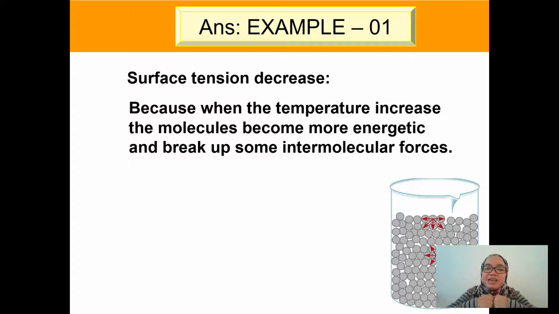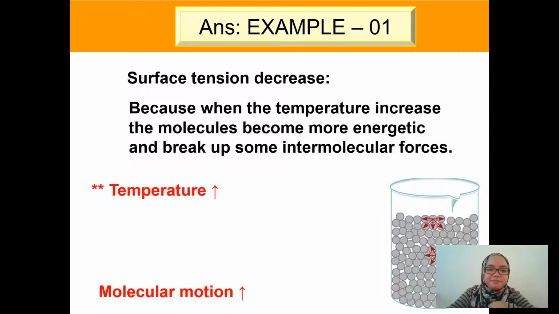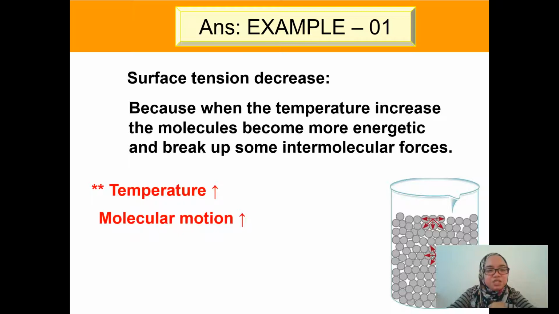So the answer is when the temperature increases, the surface tension decreases, because when the temperature increases, the molecules become more energetic and will break up some intermolecular forces. So bila they break up some intermolecular forces, they reduce the surface tension on the water molecule punya surface. Okay? Alright. So this is the conclusion lah. Temperature increases, molecular motion increases, hence the intermolecular forces become weaker, hence the surface tension decreases.